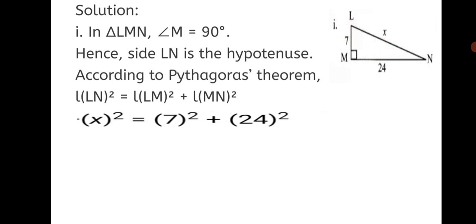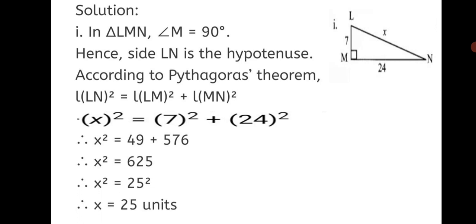So we write x square is equal to LM is 7, so we write 7 square, plus MN is 24, so we write 24 square. Now we will solve it. 7 square means 7 into 7 and 24 square means 24 into 24. So we write x square is equal to 49 plus 576. x square is equal to 625. You have to do the rough work.